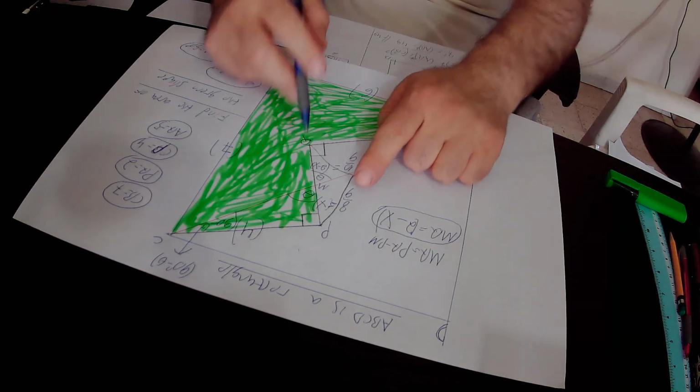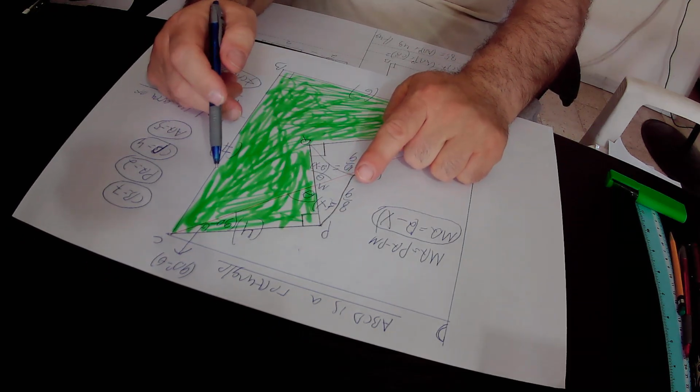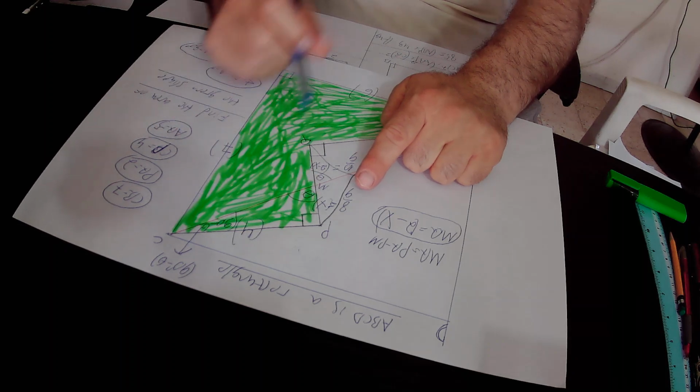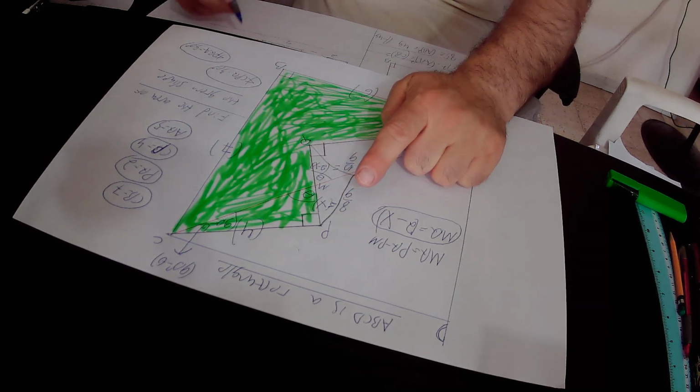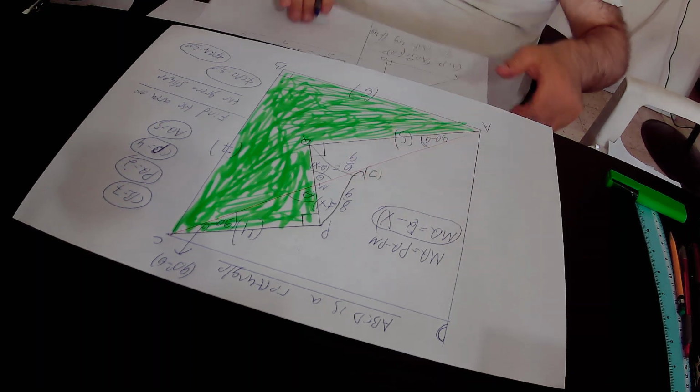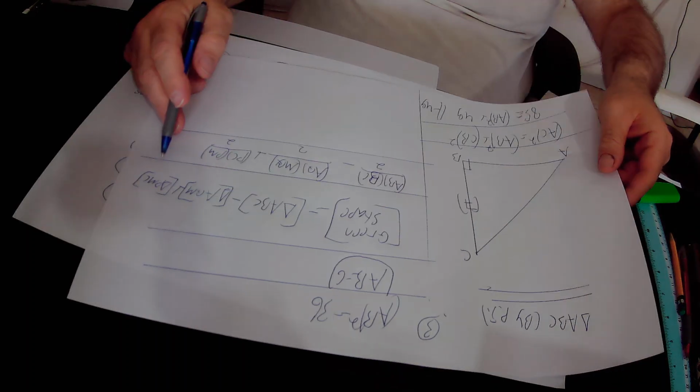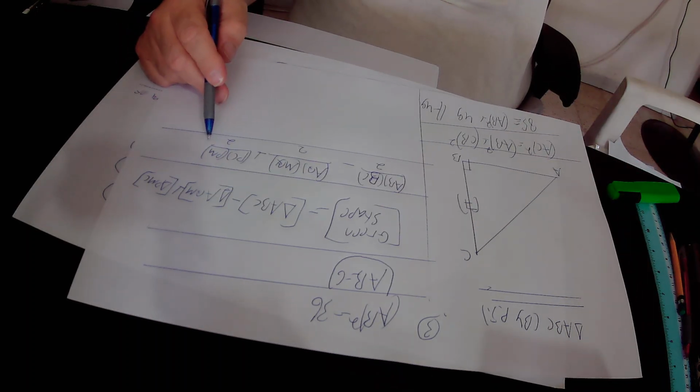What is the area of this right small triangle PMC? It is equal to the base, that is PC, times the height, that is PM, over 2. Repeat again, the area of the green small right triangle PMC equals the base, that is PC, times the height, that is PM, over 2.